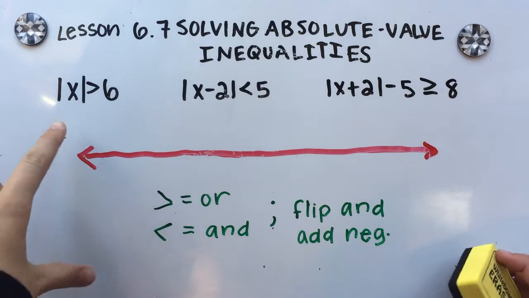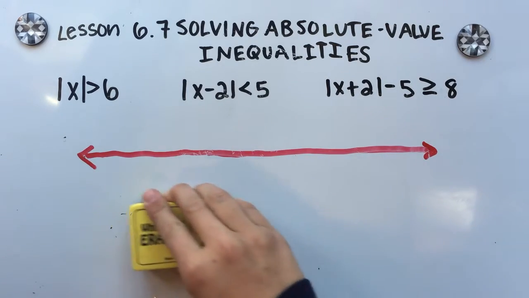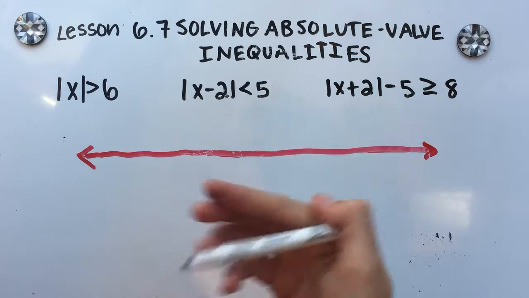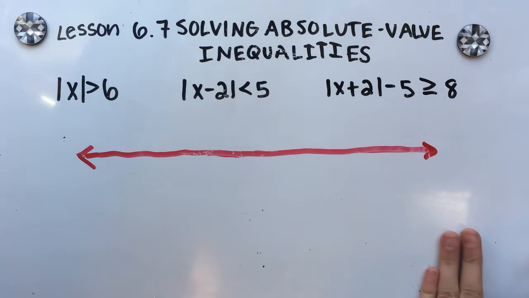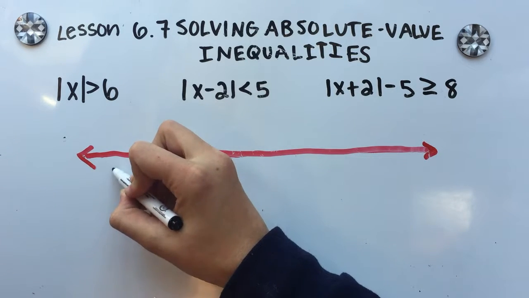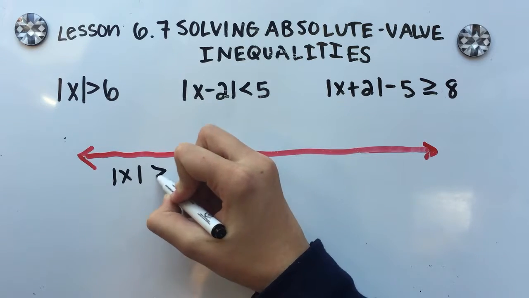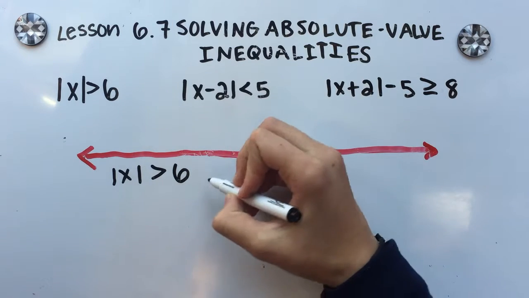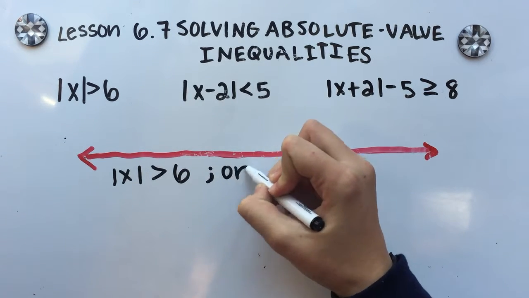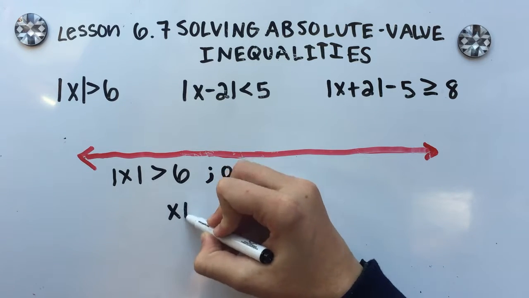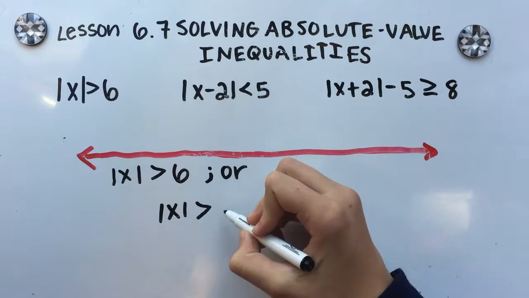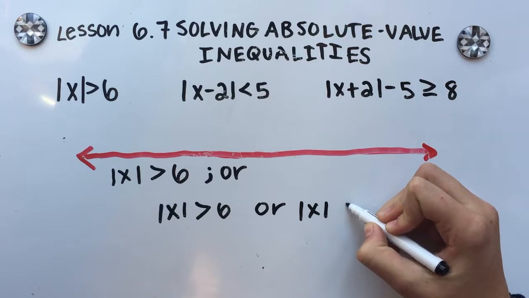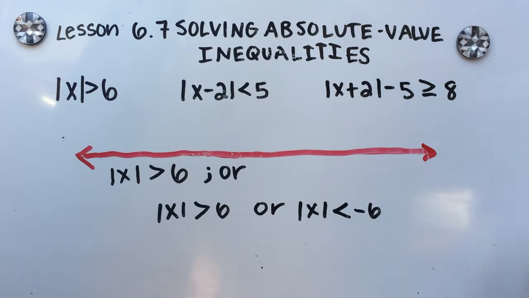So first, let's do this first problem. I'm going to erase this rule and let's solve it. For all of these, we're going to solve the inequality and then graph it on the number line. For this first one, we have the absolute value of x is greater than 6. From our rule, we know that when it's facing this way, it's an or. So we have x is greater than 6, or x is less than negative 6.